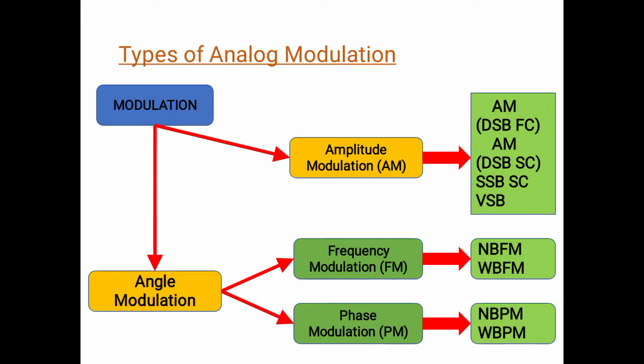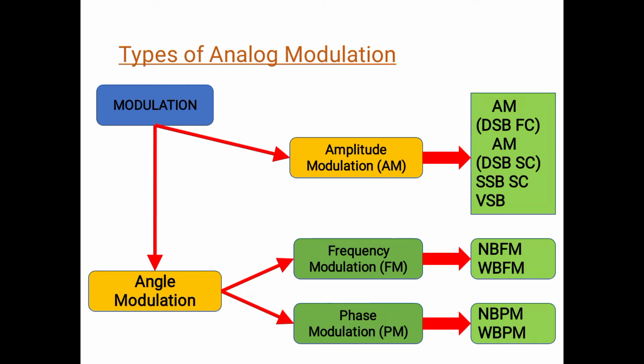Hello friends, in this video we are going to discuss types of analog modulation techniques. What are the different types of analog modulation techniques and what are the definitions for the techniques, in this video we are going to discuss. First, let's see what is modulation. Modulation is the process of changing the characteristics of a carrier wave according to the characteristics of the message signal.